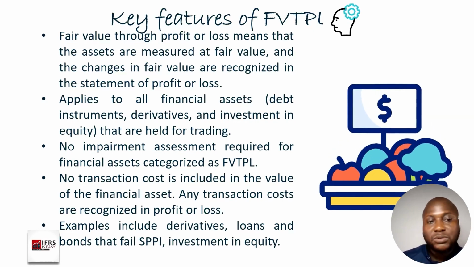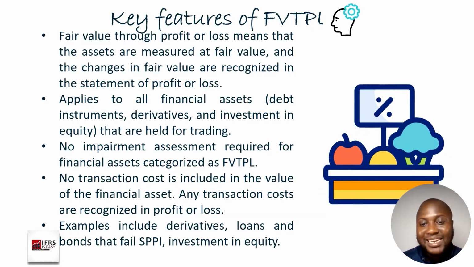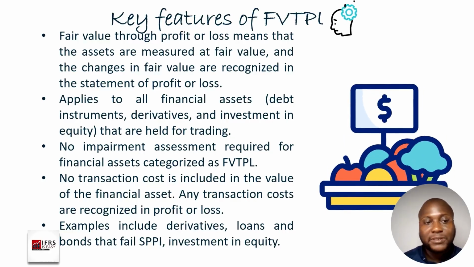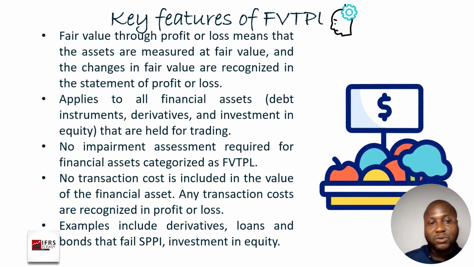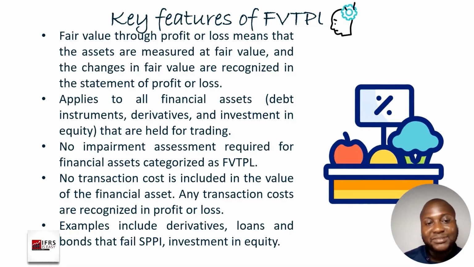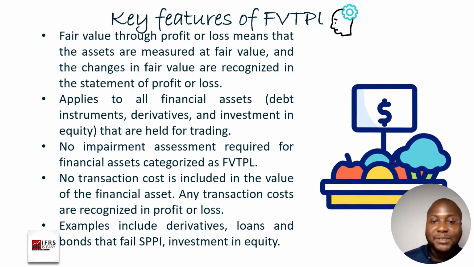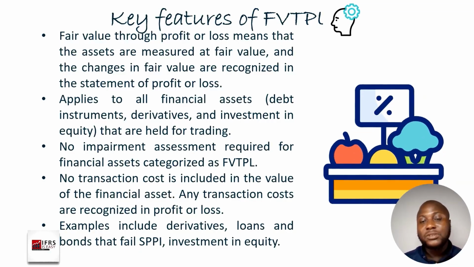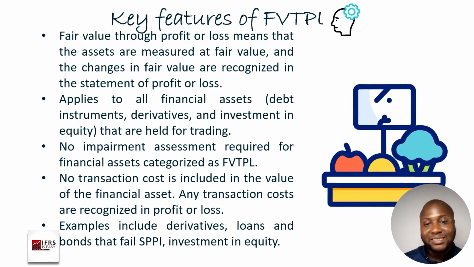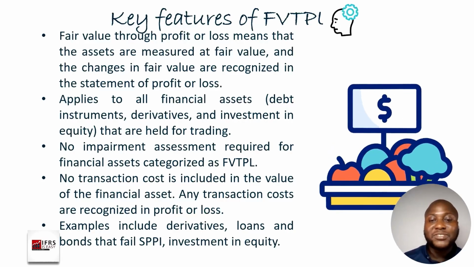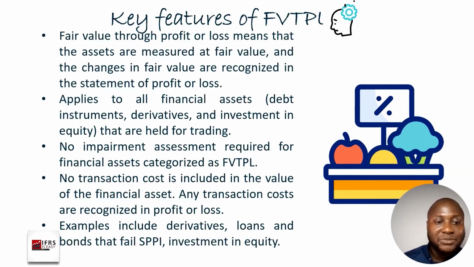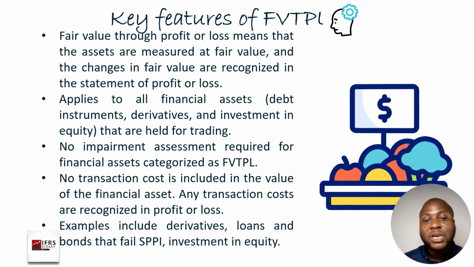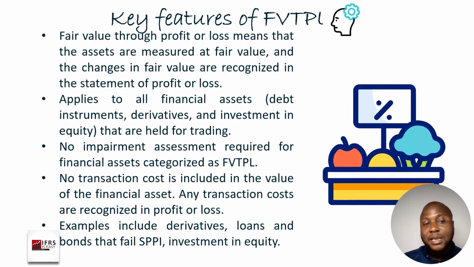So we don't do impairment testing for any asset that has been categorized under fair value through profit or loss. Also, we don't include transaction costs. So there's nothing like effective interest rates like we have under amortized cost, where we apply effective interest rates because of the impact of transaction costs. But for fair value through profit or loss, there's nothing like transaction costs. And if at all you see transaction costs, you recognize it immediately in profit or loss.